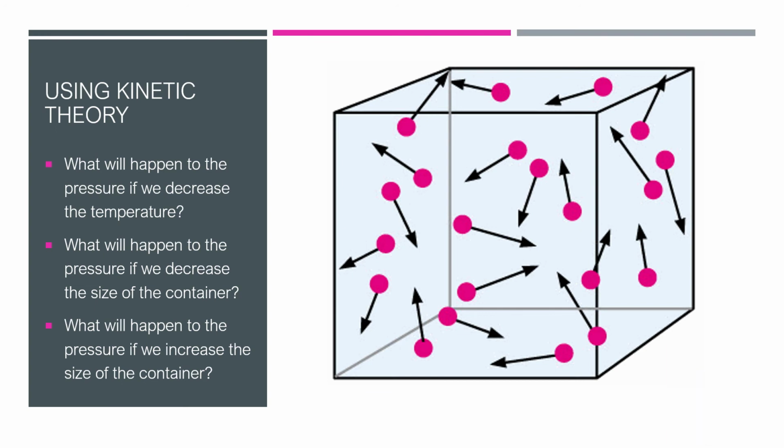Increasing the size of the container means there is more room for the particles to move before they hit the edges of the container. This means there will be fewer collisions with the walls of the container, resulting in a lower pressure. So we can predict that as volume increases, the pressure decreases. And, as with other properties, the reverse is also true. If we put the same amount of gas at the same temperature into a smaller container, the pressure will increase.